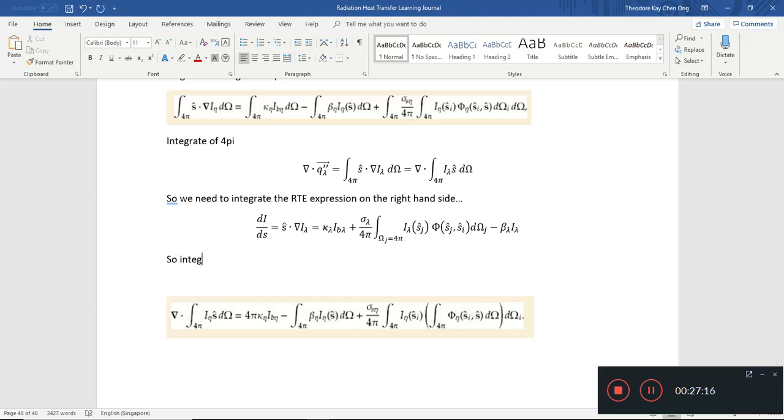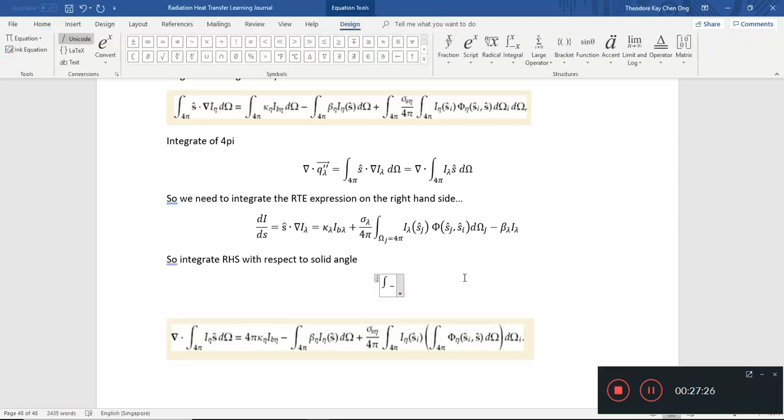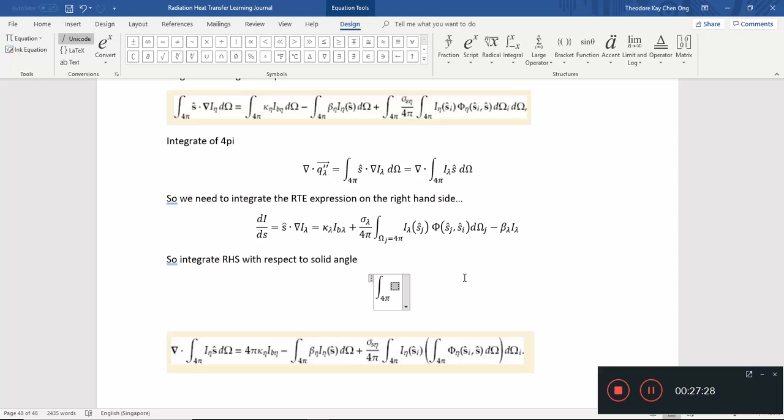So integrate the right hand side with respect to solid angle. Integrate over 4 pi d omega I. Let's use a subscript I because this is yet another omega, which is due to the inscattering term. This one is a different kind of omega. Okay, which omega is this?